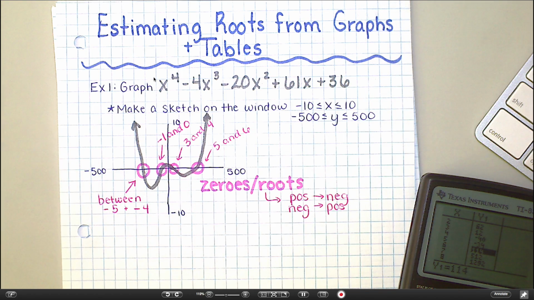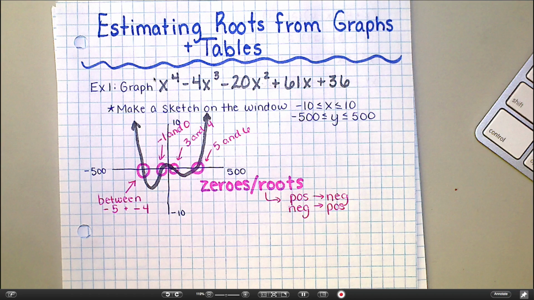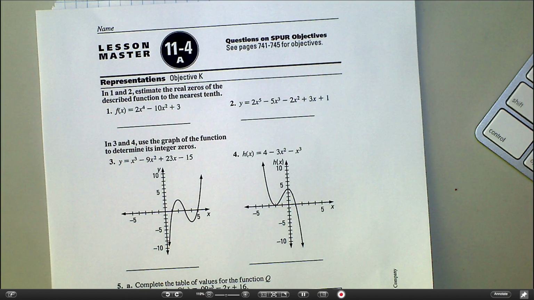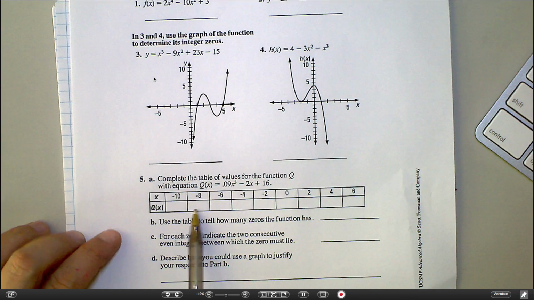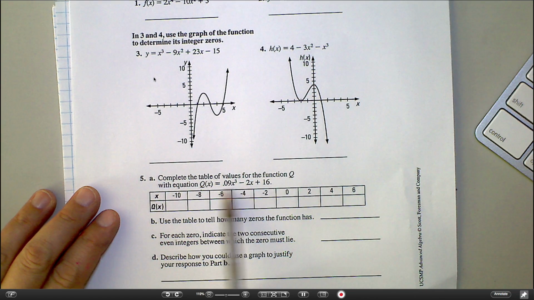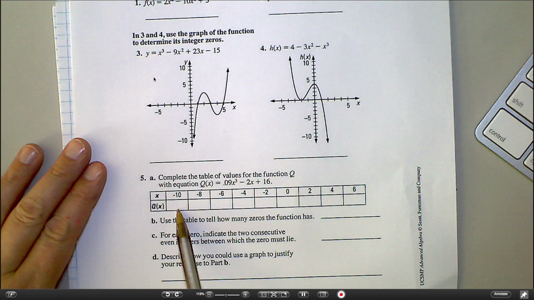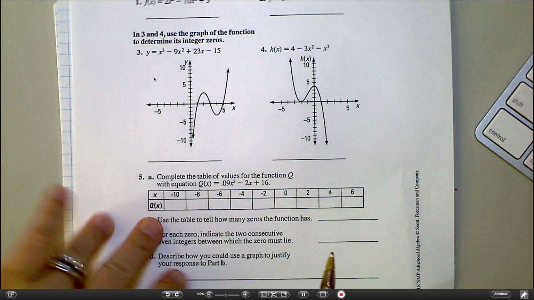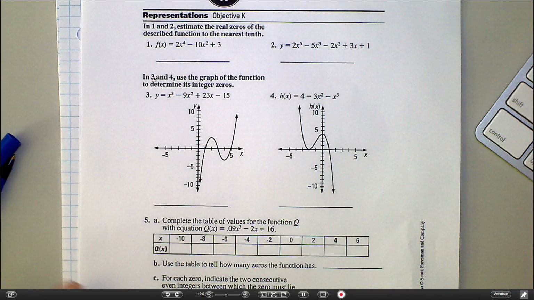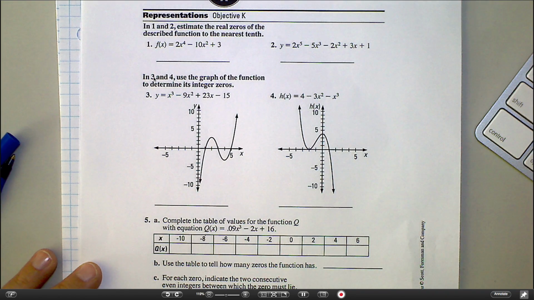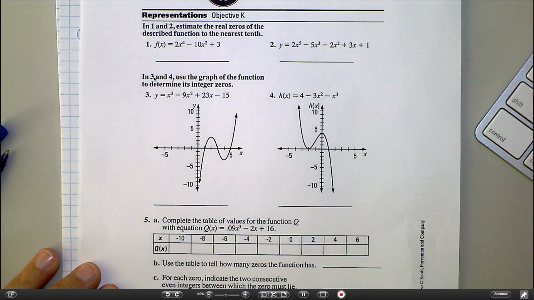Okay, so sometimes that's all you're asked for. Sometimes you are just asked, you know, your roots are between this number and this number. Just so you know, this is your homework right here. And this question right here, number 5, now it says to complete the table. So on this one, I would type this into your calculator and look at the table and then fill these in. But then use your table to tell how many zeros you have. So like on ours, we would say, okay, 1, 2, 3, 4. I have 4 zeros. And for each 0, indicate the 2 consecutive integers between which the 0 must lie.